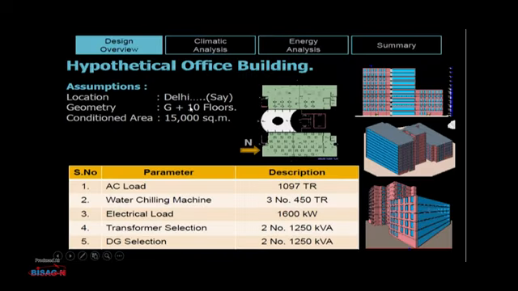So for that we have to take a hypothetical office. We have assumed a building of around 50,000 square meter, G plus 10 floors, and say the building is in Delhi. All these analyses are carried out in a typical software called Spectral software, and this is a screenshot of that software. For a traditional building of this geometry, the AC load was 1029 TR, with 3 water chilling machines of 450 TR, electrical load 1600 kilowatt, transformers required 2 numbers of 1250 kVA, and DG sets 2 numbers of 1250 kVA.